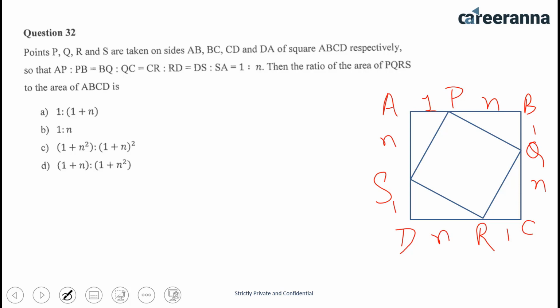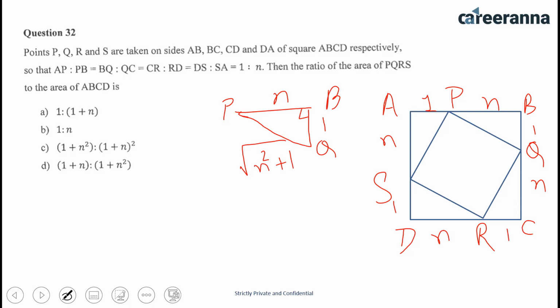Now the question is asking for the area of PQRS inside square ABCD, that is, the ratio of the area of PQRS to the area of ABCD. If you consider triangle PQB, this is a right angle triangle with sides N and 1, and PQ is the hypotenuse. So can I say PQ is root of N square plus 1?